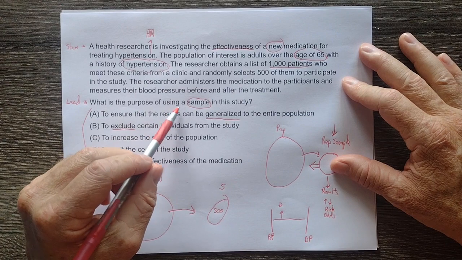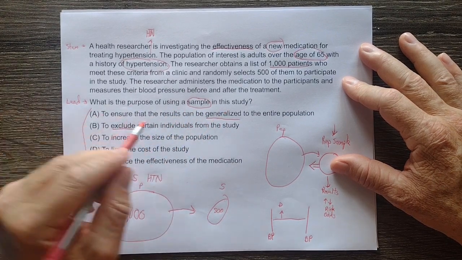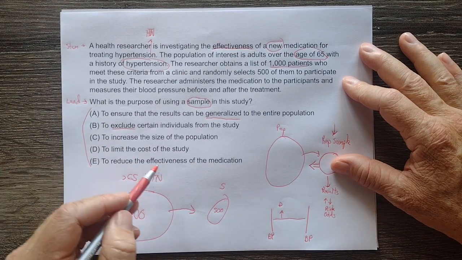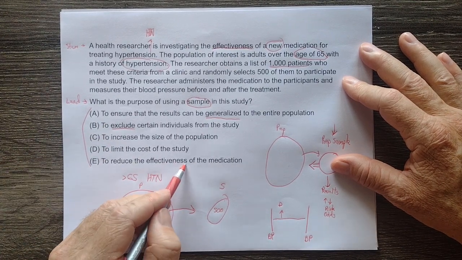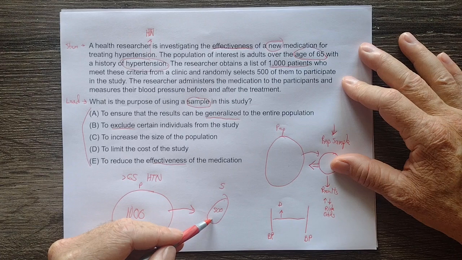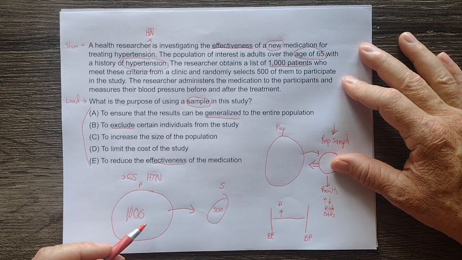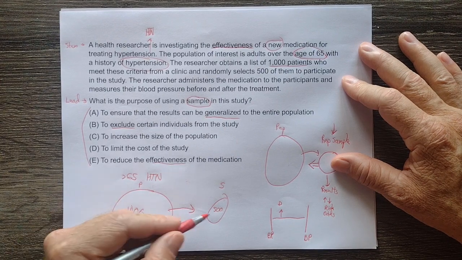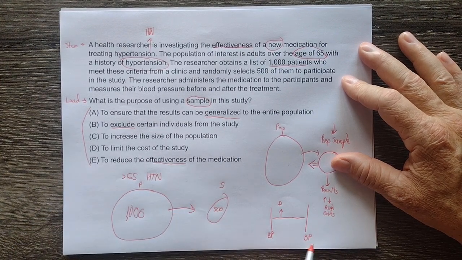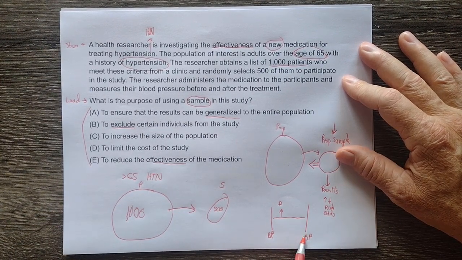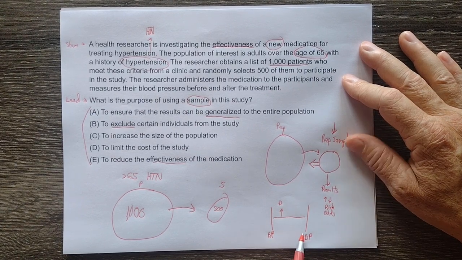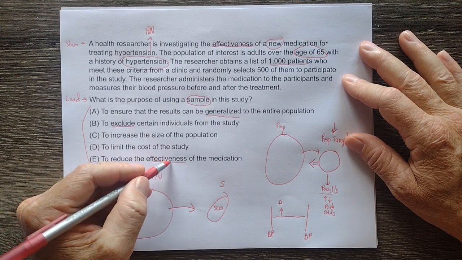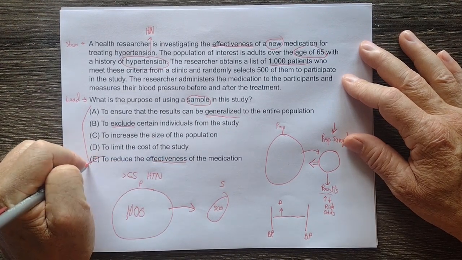So what is the purpose of using a sample in the study? So let's look at: to reduce the effectiveness of the medication. Is that why we're doing a sample? Is that the purpose of doing a sample from the population? That doesn't come from taking a sample, actually. That will come from the results here of the drug and the blood pressure medication. So whatever the results show, we'll be talking about the effectiveness. So that one is not correct.